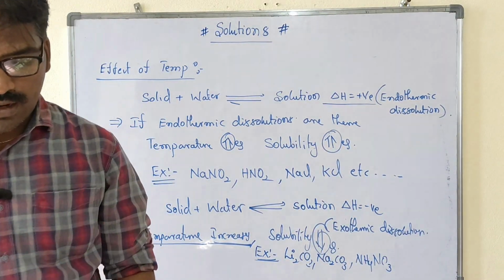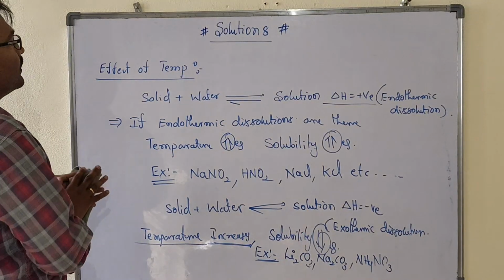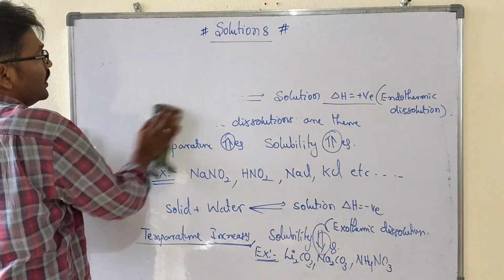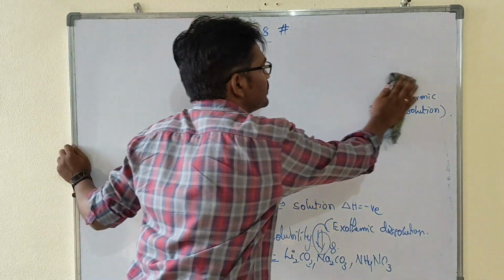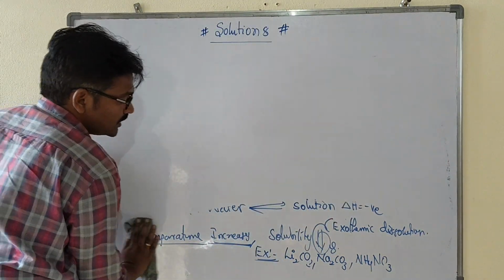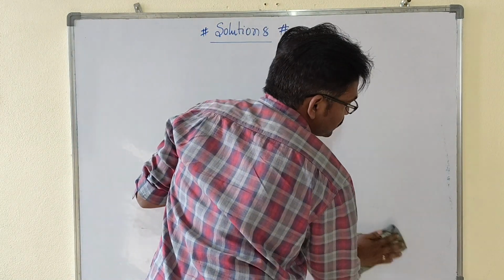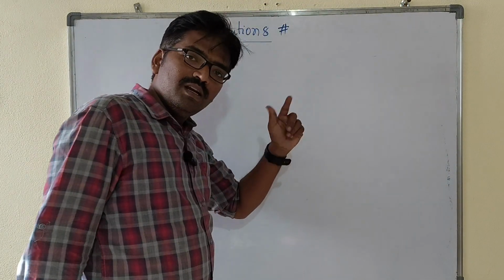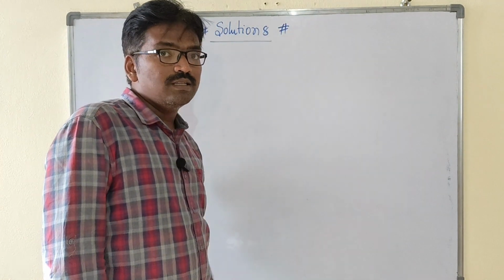So now if you take graphs for those, look at all of you. Based on the temperature effect, we are discussing endothermic dissolutions and exothermic dissolutions. If endothermic dissolution is there, temperature increases, solubility also increases. When exothermic dissolution is there, temperature increases, solubility decreases.